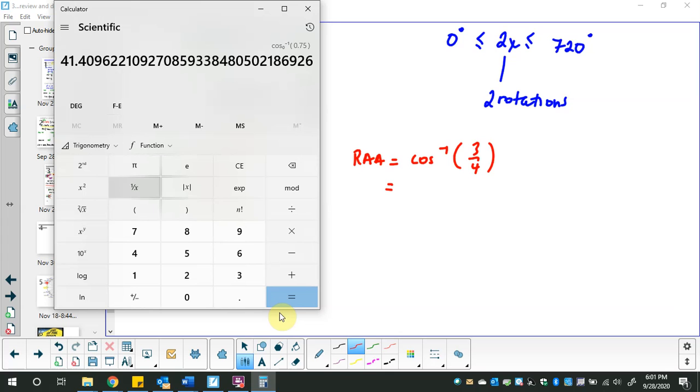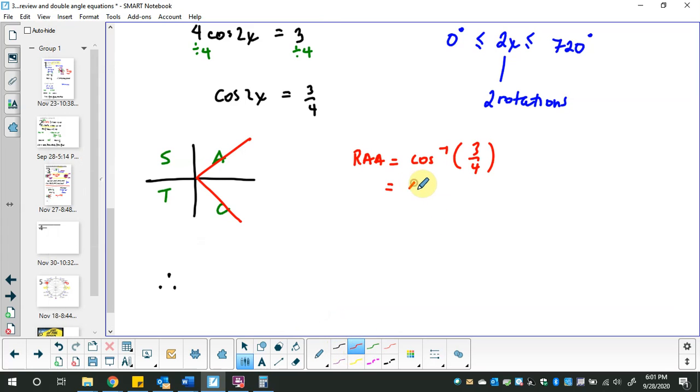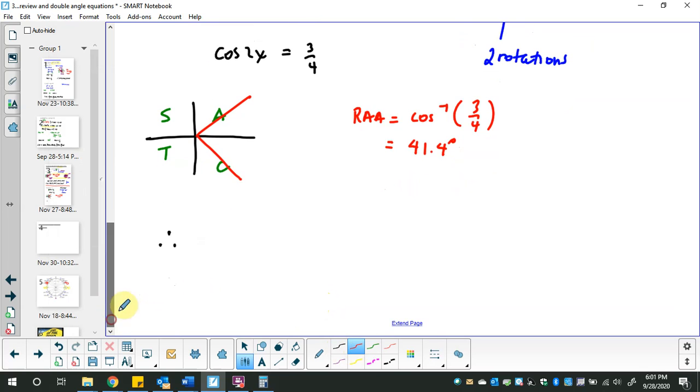Second function, cos, 41.4 degrees. So I am going to make a list for 2x as I go. So this one is 41.4 degrees. This one will be 360 minus 41.4. So 41.4 degrees. I'm going to give you my big therefore.